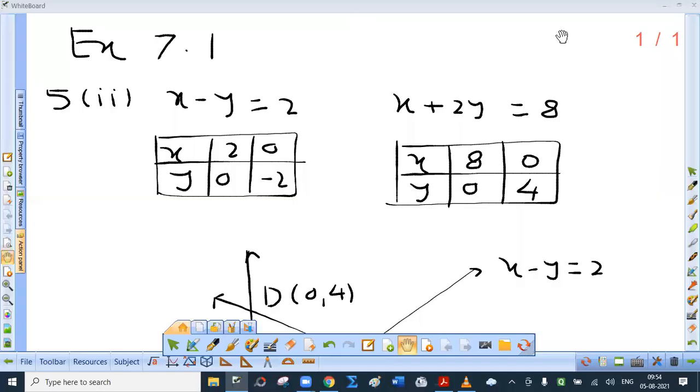Exercise 7.1, fifth question, solve graphically. Second part, x minus y less than or equal to 2 and x plus 2y less than or equal to 8. First, we consider equations corresponding to inequations, x minus y equal to 2. See, if possible, take 1 point on x-axis, 1 point on y-axis. So that gives you an idea whether you have to change the scale or not.